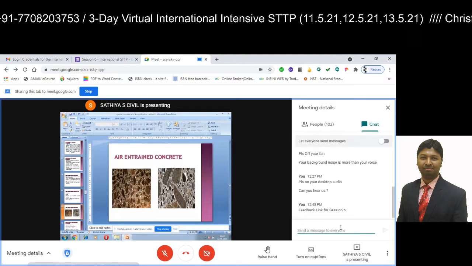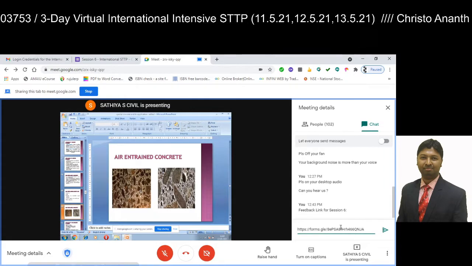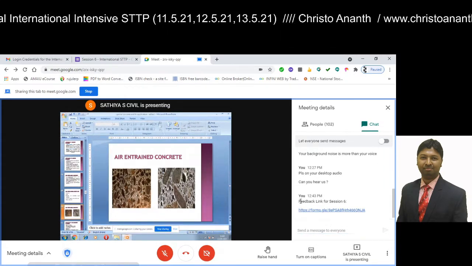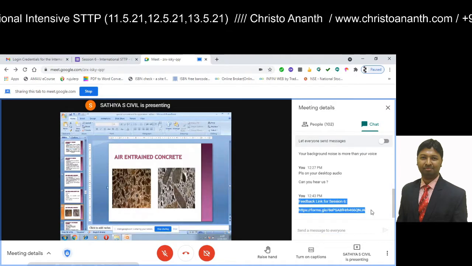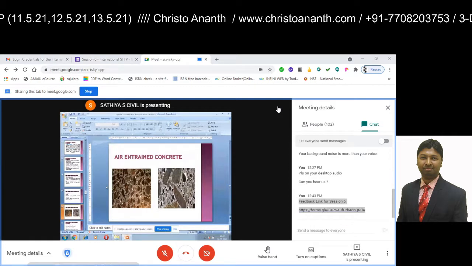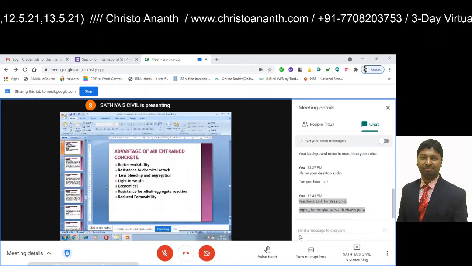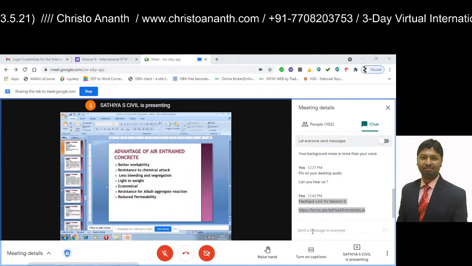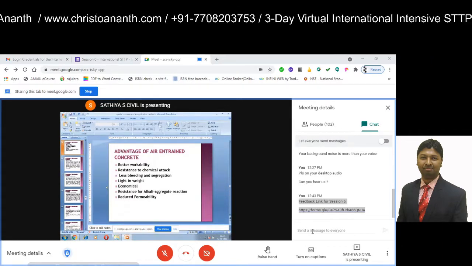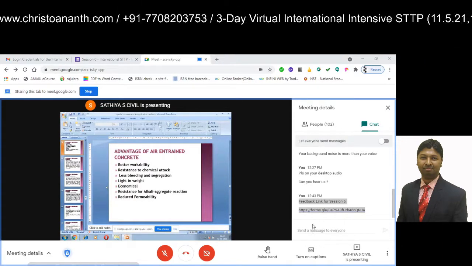When we compare with conventional concrete, we can feel the difference between the image of conventional concrete and air entrained concrete. The air bubbles will be introduced into the air entrained concrete. Then the advantages of air entrained concrete: it has better workability, then resistance to chemical attack.